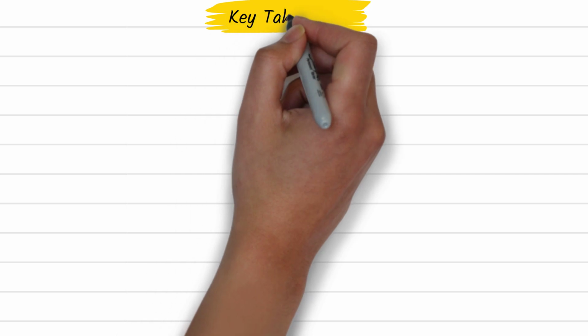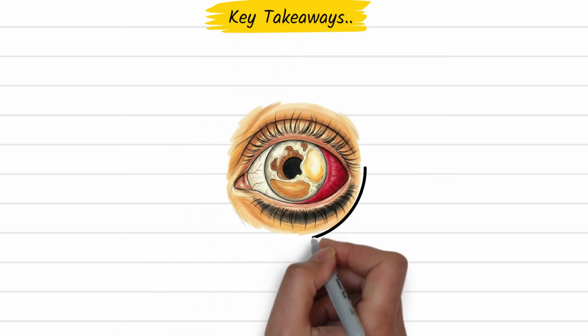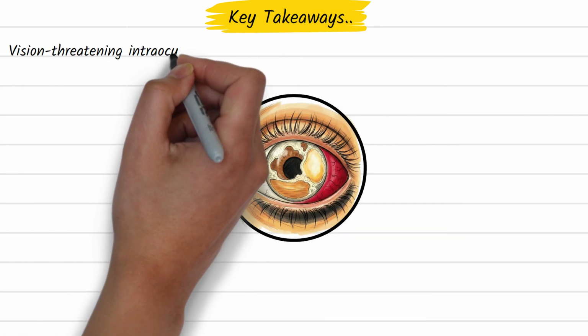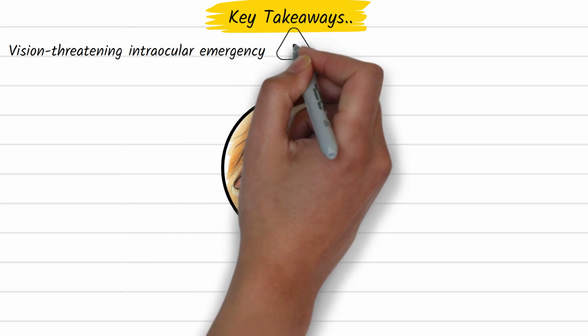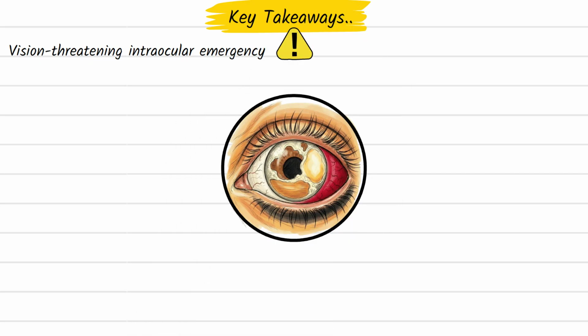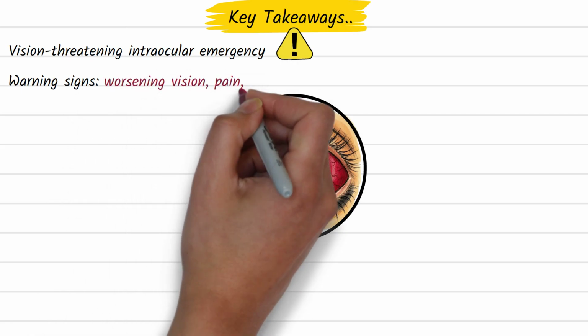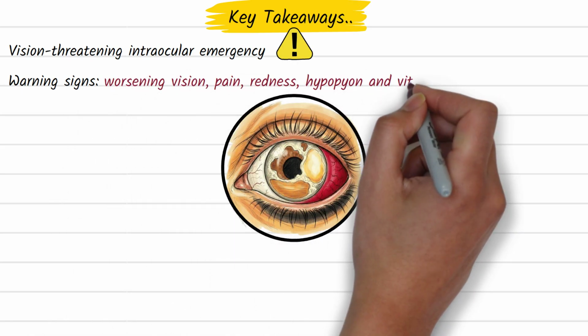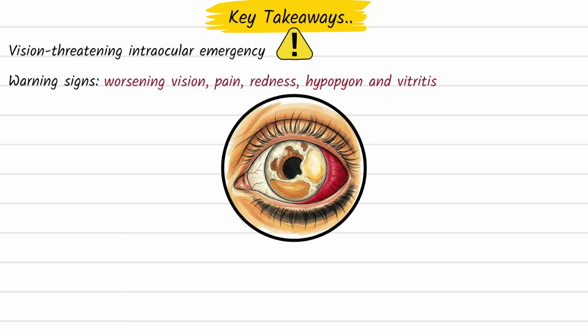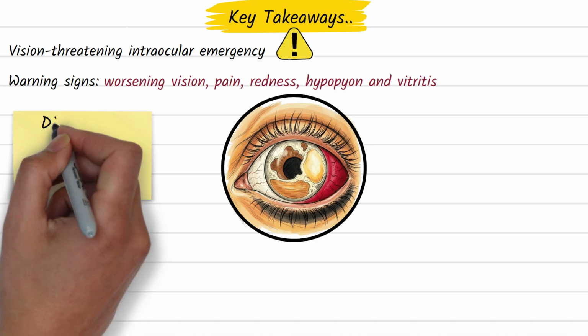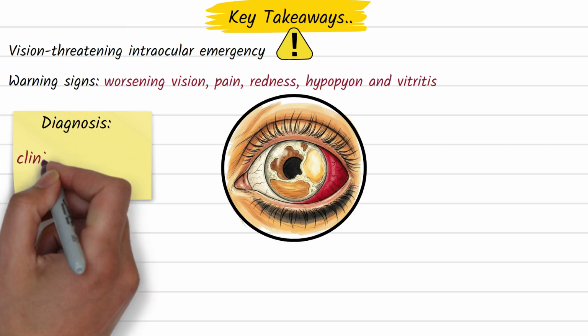So, the major takeaway is that endophthalmitis is a vision-threatening intraocular emergency that most often enters the differential after cataract surgery, intravitreal injection, trauma, or bloodstream spread from a distant infection. The warning signs are worsening vision, pain, redness, hypopyon, and vitritis, especially when the timing fits a recent invasive eye procedure. Diagnosis is mainly clinical.